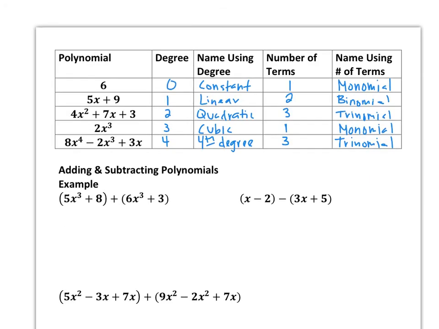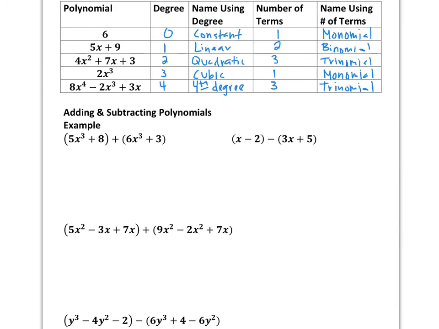All right, now let's take a look at some examples of adding and subtracting polynomials. So when we're adding and subtracting polynomials, essentially all we're doing is combining those different like terms. We saw that with the monomials, we were just putting those like terms together there. Here we're just finding what things are alike and combining those.